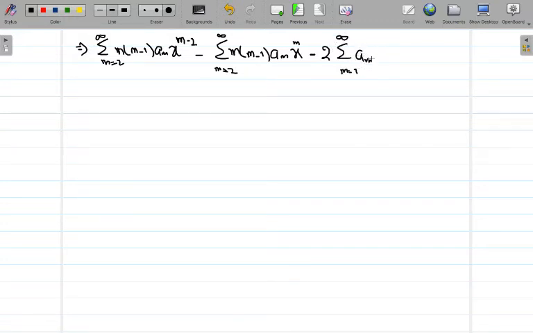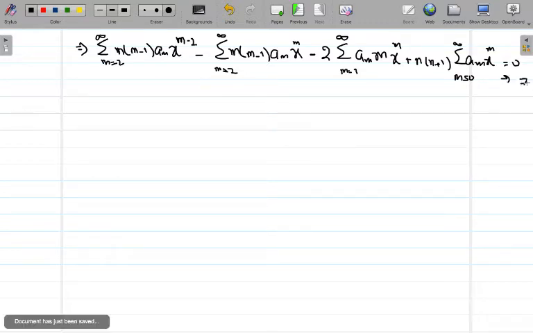am m x power m, plus the last result, which is n into n plus 1 summation m is equal to 0 to infinity am x power m, which is equal to 0, and this equation is called equation 7.